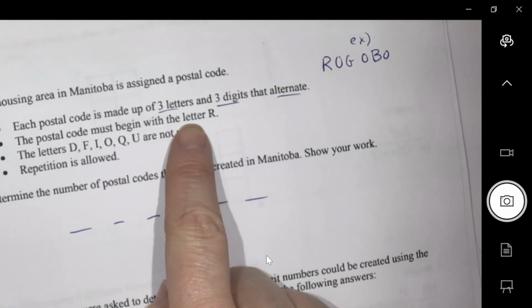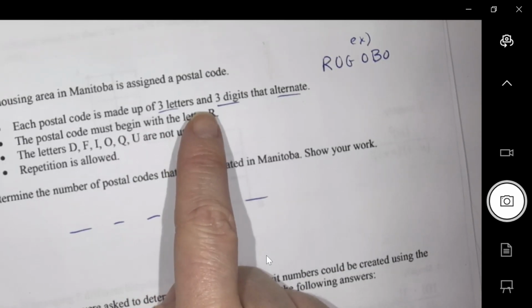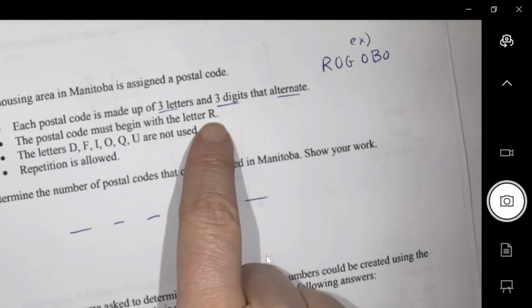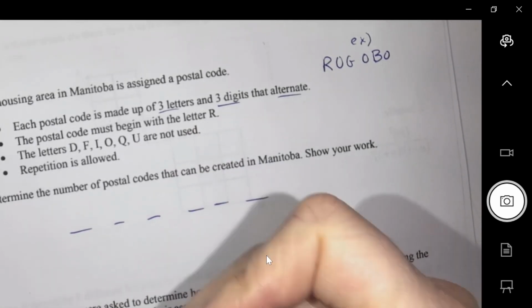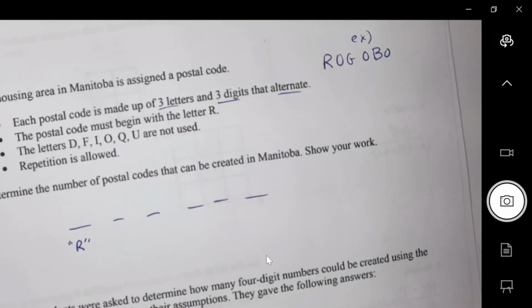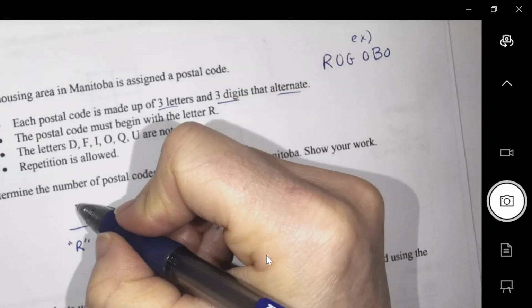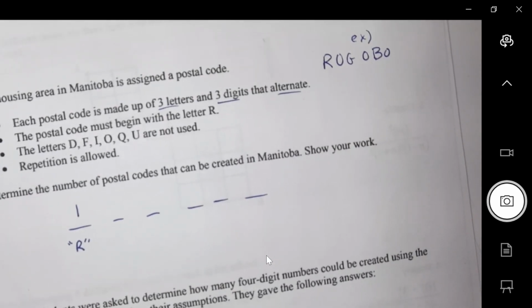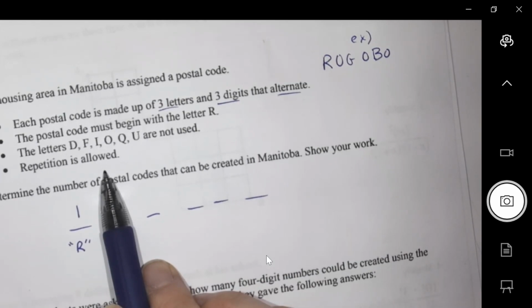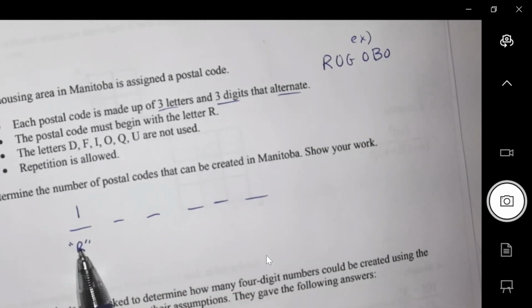Here's the criteria. The postal code in Manitoba must begin with an R. Did you know that? Everybody in Manitoba has an R at the start of their postal code. So you must start it with an R. How many options do you have for the first spot in your postal code? You only have one choice. We can't use those letters, and repetition is allowed. Okay, so this was a letter R.